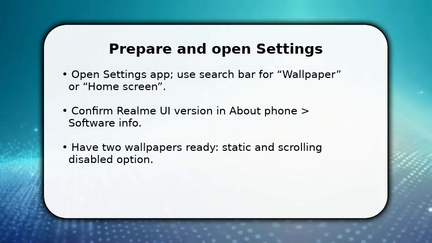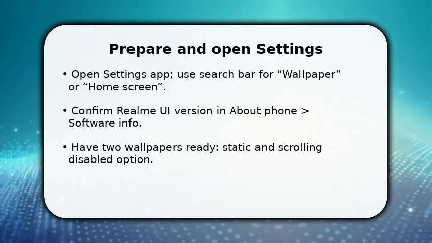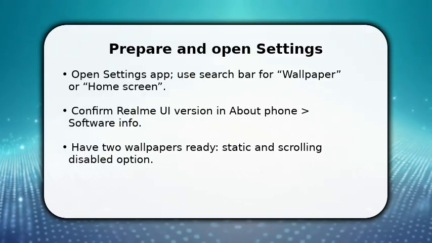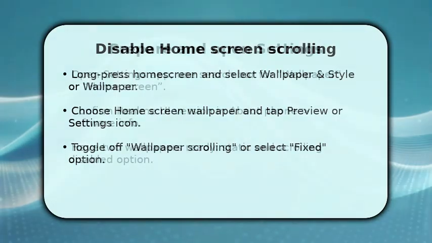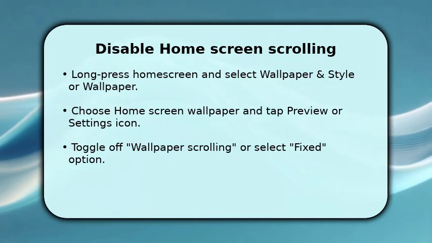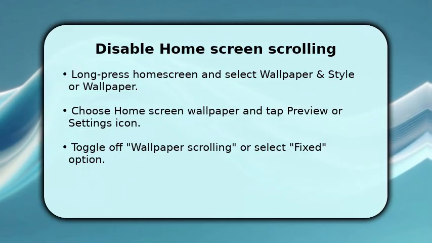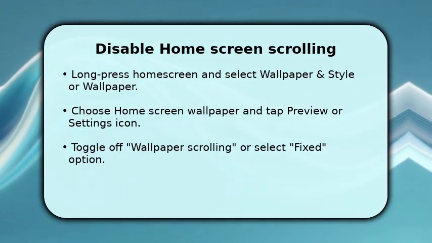Make sure you're on the home screen preview when prompted, because Actions Now will determine whether wallpaper scrolling takes effect across pages or stays fixed. Next, long press an empty area of the home screen and pick Wallpaper or Wallpaper in style. Some Realme builds place the option directly in Settings under Wallpaper.